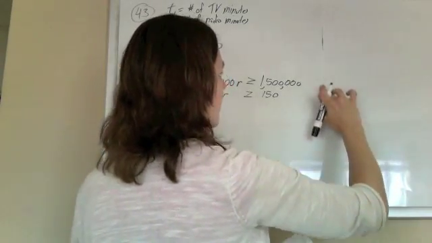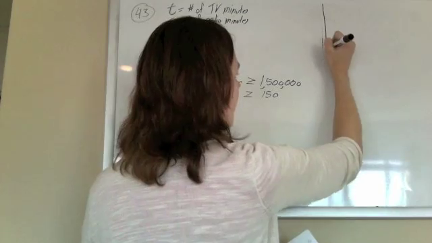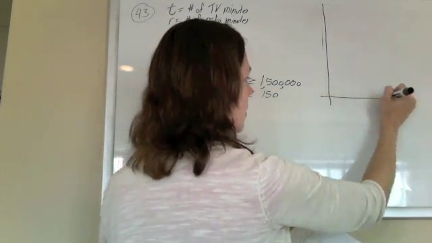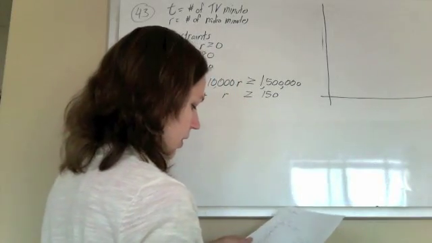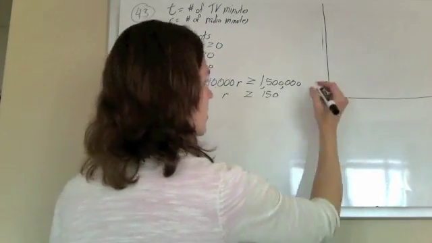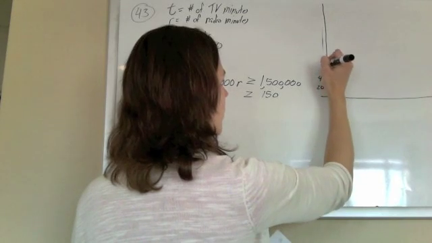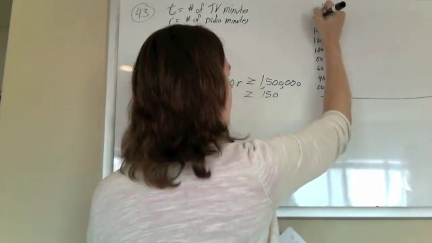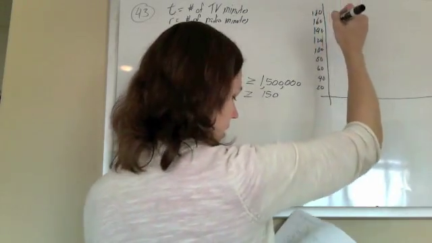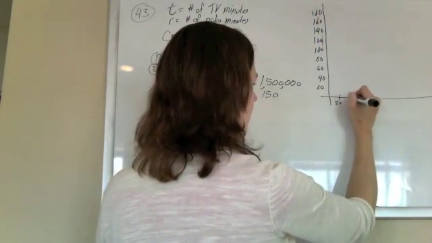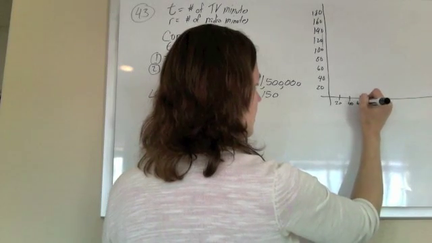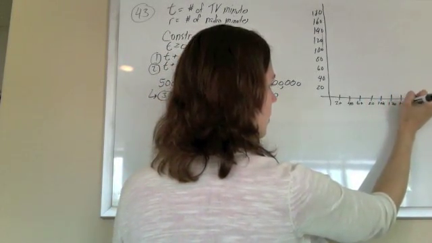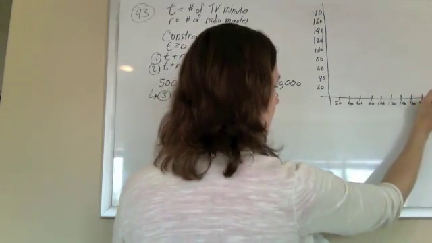I've got a nice whiteboard. I still can't draw nice lines. All right, so that and that. And I'm going to go, looks like I go by 20s, so 20, 40, 60, 80, 100, 120, 140, 160, 180, and then 20, 40, 60, 80, 100, 120, 140, 160, 180.